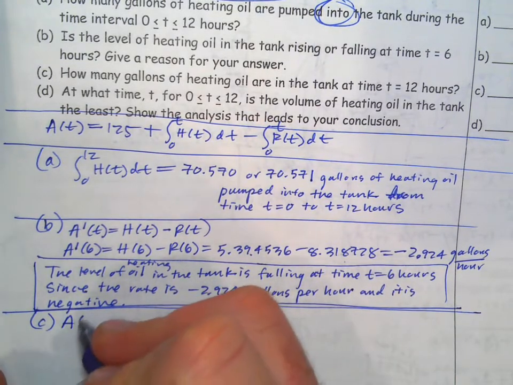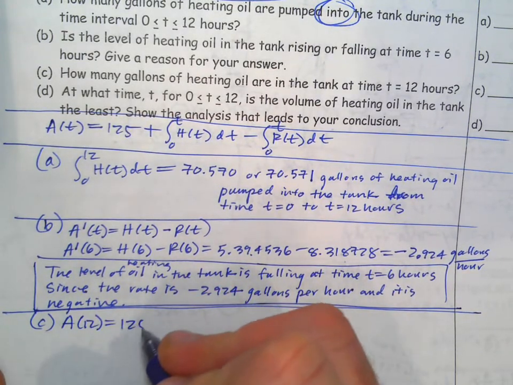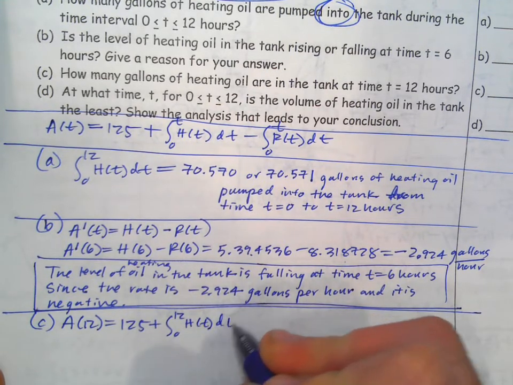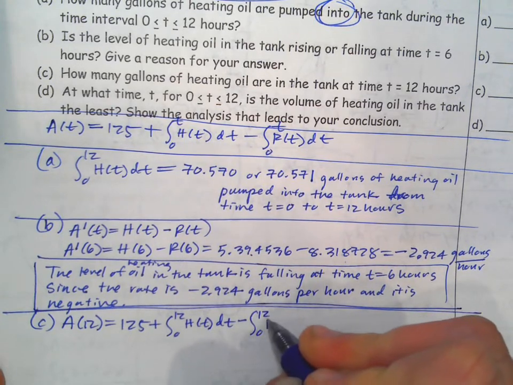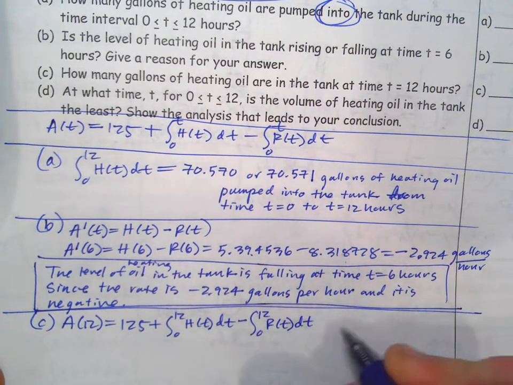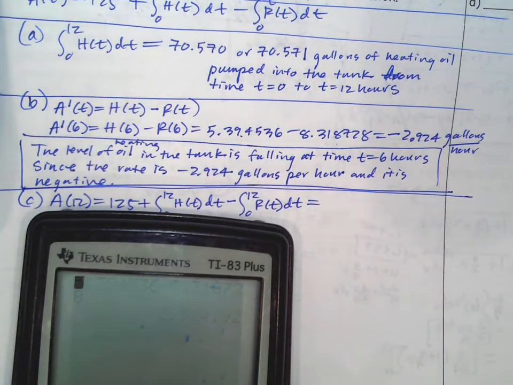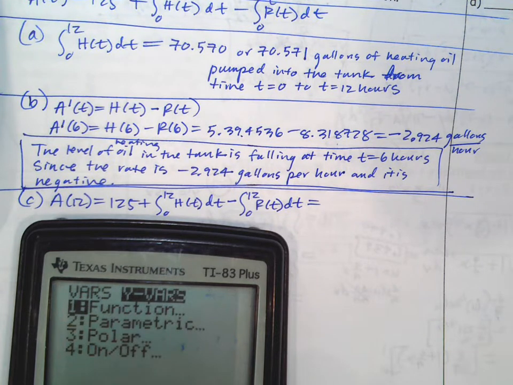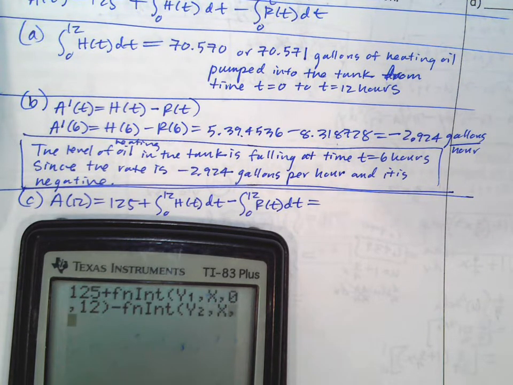Okay, C says how many gallons of heating oil are in the tank at time 12? So we're going to use our rate model, which we should write for our setup. And we could calculate this all in one calculation on our calculator. That's the setup, which we need to show, but we've put all these in here. So we could say 125 plus math 9 vars y vars function y1 comma x comma 0 comma 12 minus math 9 vars y vars function y2 comma x comma 0 comma 12. That should do it.